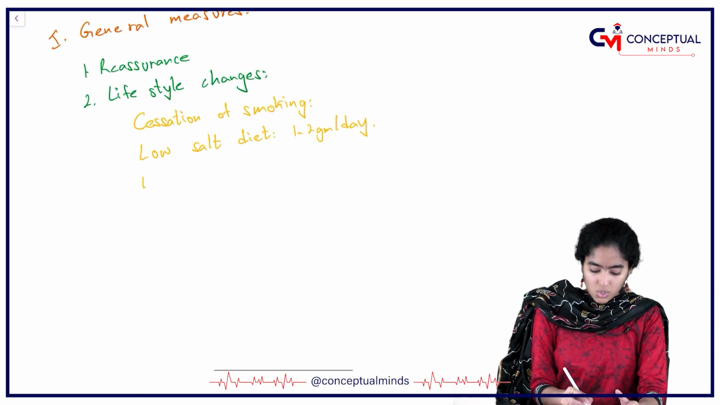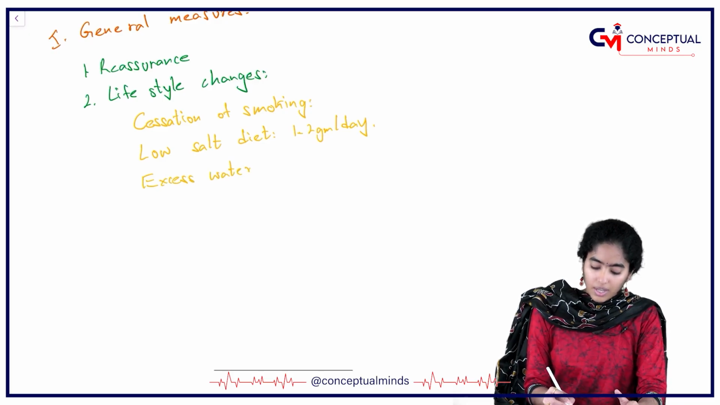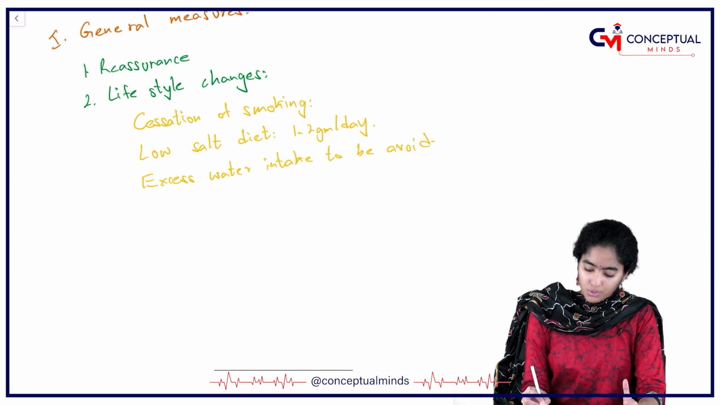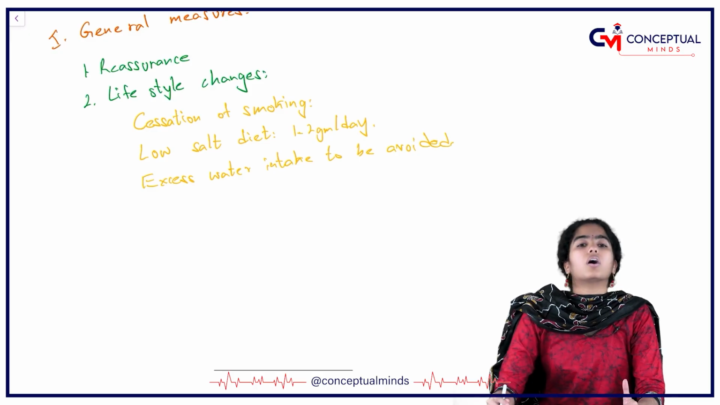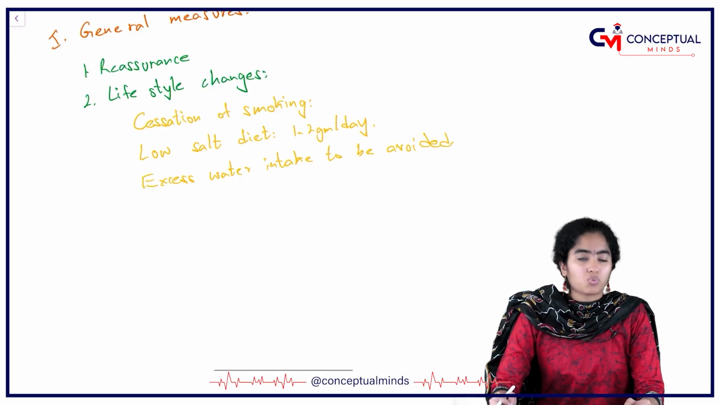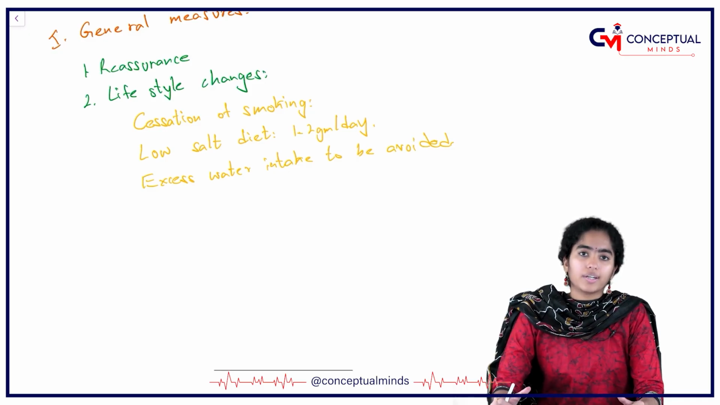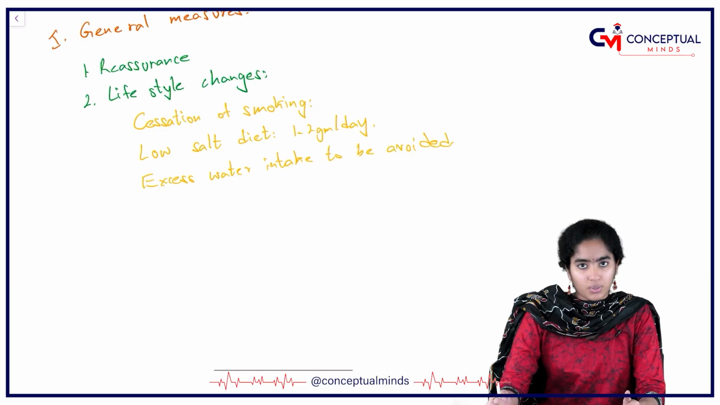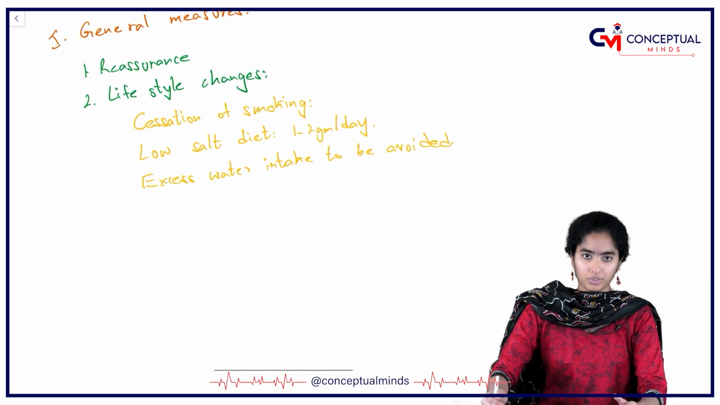Next is excess water intake should be avoided. Now this has to be carefully explained to the patient, because generally people believe drinking lots and lots of water is a healthy habit. But no, avoiding excess water is important, because this water retention could lead to increased filtration at the level of stria vascularis and increase the endolymph production.